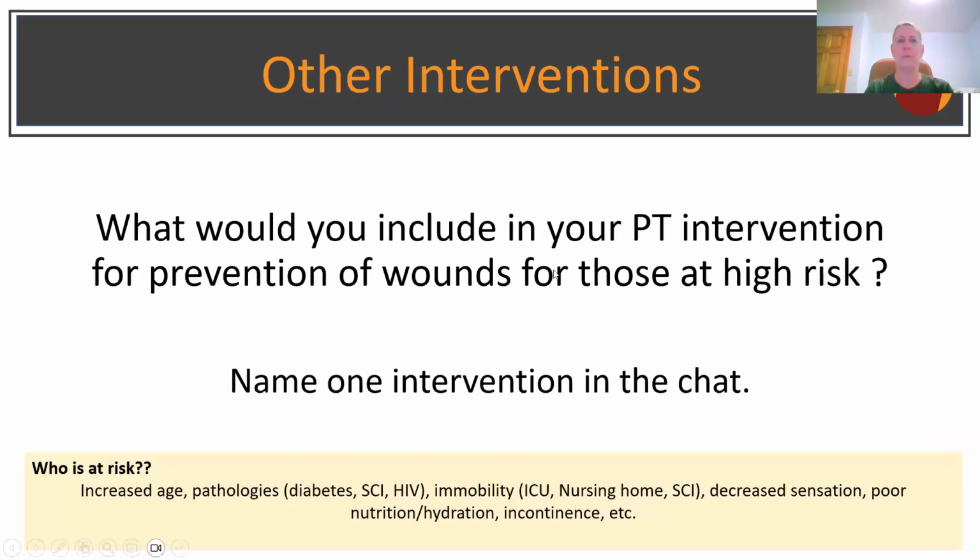All right, let's talk more about interventions. What would you include in your PT intervention for prevention of wounds for those that are at high risk? Just give me one thing in the chat. Down there at the bottom, I've got it. They've got increased age. Maybe they have diabetes. Maybe they've had a spinal cord injury. They've been in the ICU for a long time. They have incontinence. Yes, great. You guys have got it.